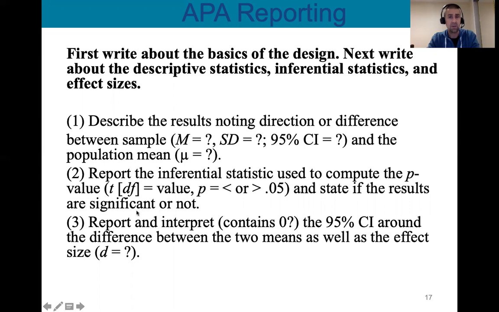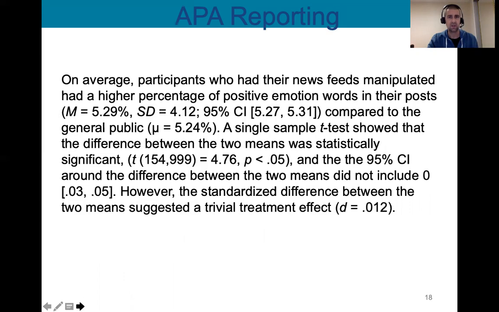And finally, you want to report and interpret the 95% confidence interval around the difference between the two means. As you start to read more statistics outside of this class, you'll begin to note that the new group of statisticians really focus a lot of their decision and interpretation around the 95% confidence interval on the difference between the two means for this particular statistic, as well as the effect size. So let's look at how we could write this up.